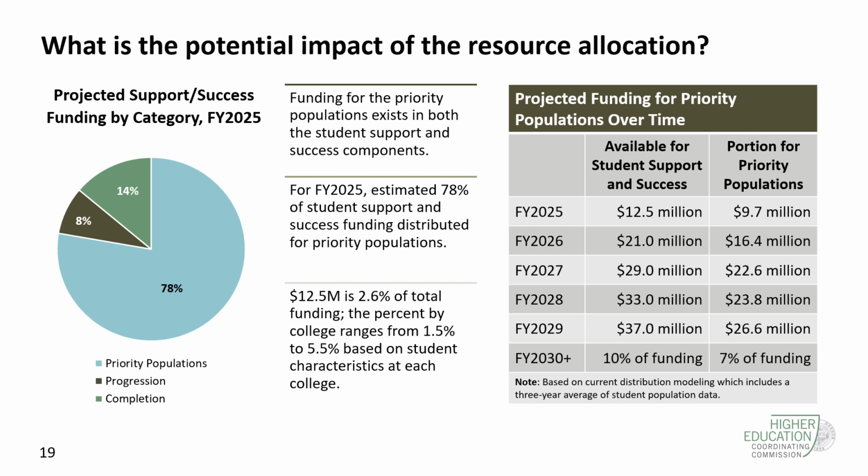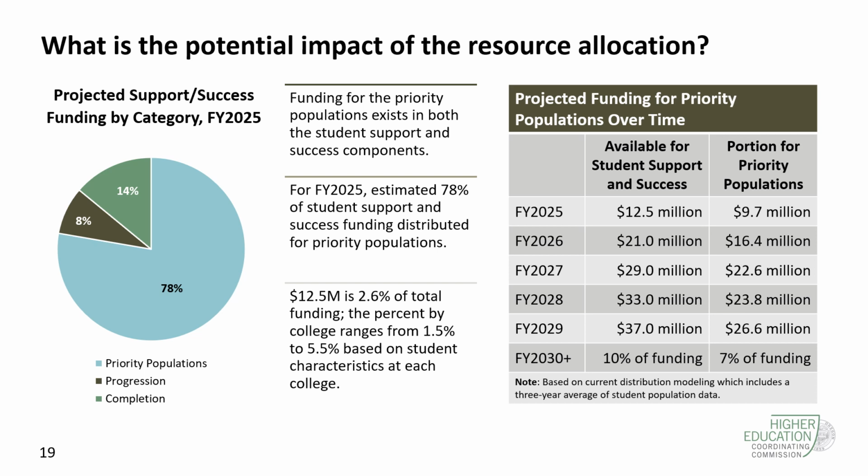So for fiscal year 2025, $12.5 million would be made available for both student success and student support. And as a result, 9.7 million of that 12.5 million, or roughly 78%, would be distributed based on the priority population students and their success. And you can see over time throughout the implementation period what that would look like, for fiscal years 25 through fiscal year 2029.